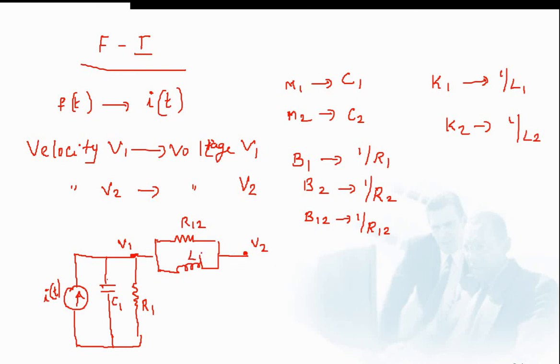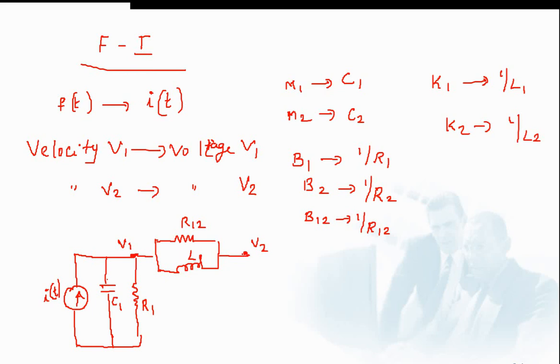So these two elements are associated with M1 and M2. Similarly, these two elements R12 and L1 should be connected in between the two nodes V1 and V2. Now, the remaining elements, that is mass M2, spring K2 and damper B2, are connected only to M2. So these elements we can draw in parallel with respect to node V2.